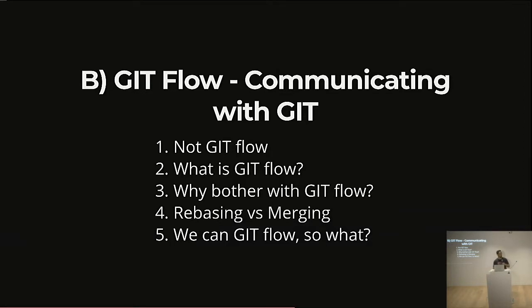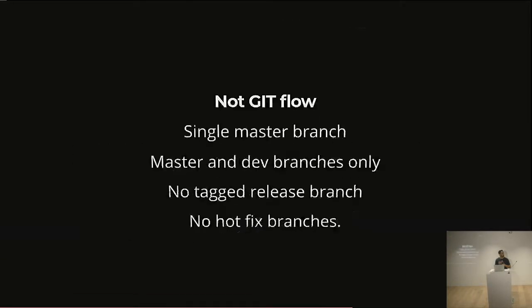Okay, so the next section, I'm just going to talk about communicating with Git, and Git flow in more detail. So Git flow for the beginners uses two branches to record history. So I'll just go through to the next bit.